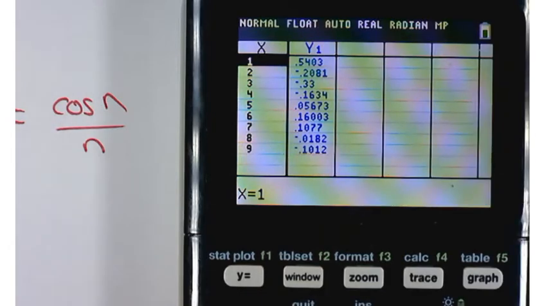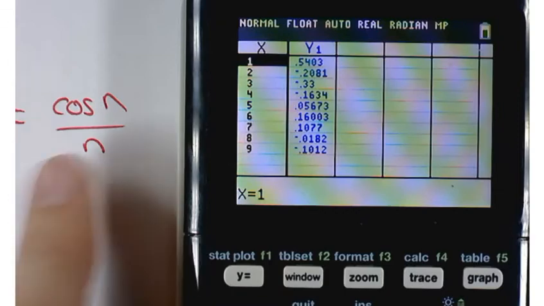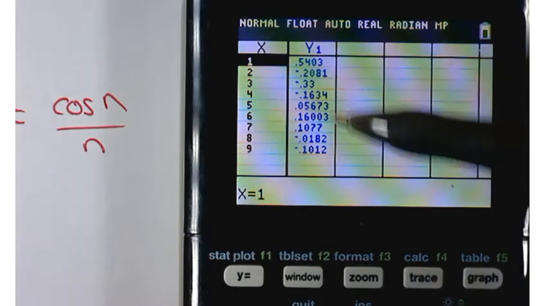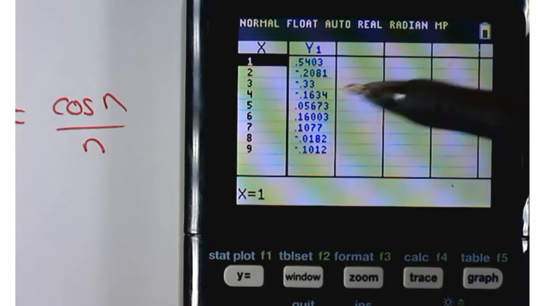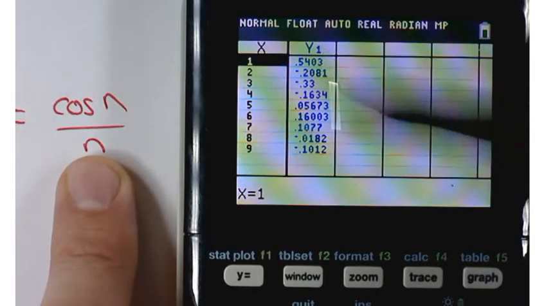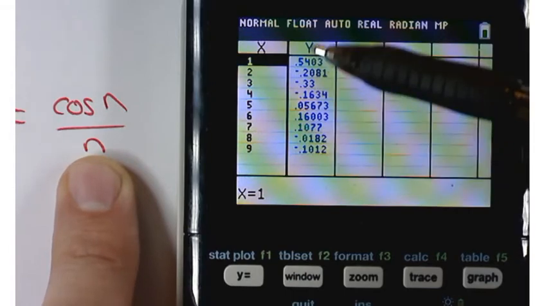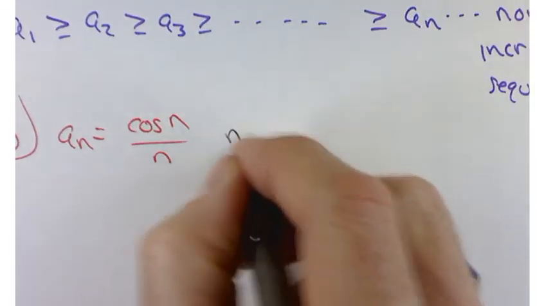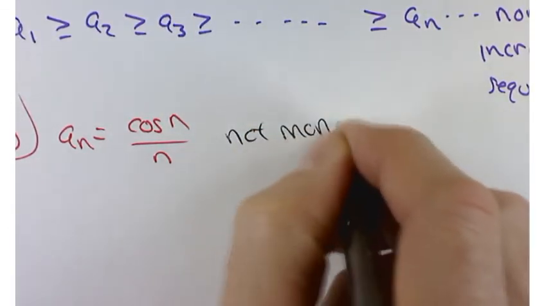Is it monotonic? No, it's kind of all over the place, right? It's going up, it's going down. It's kind of like the cosine function itself. It's going to bounce up and down a little bit. I mean, eventually it'll get to 0. It does have a limit, but it's not monotonic because it's not strictly going in one direction. So you can just do that one by example. Not monotonic.